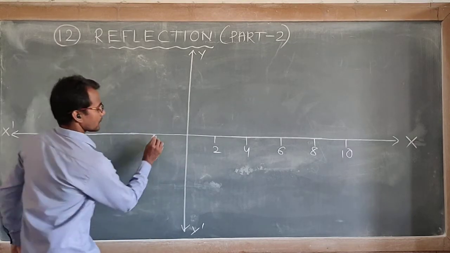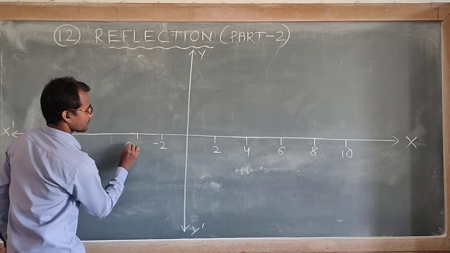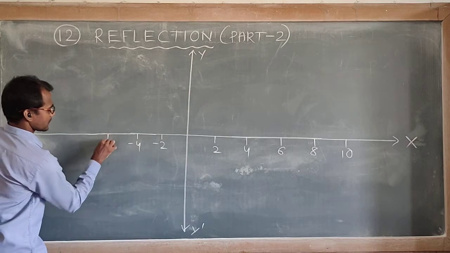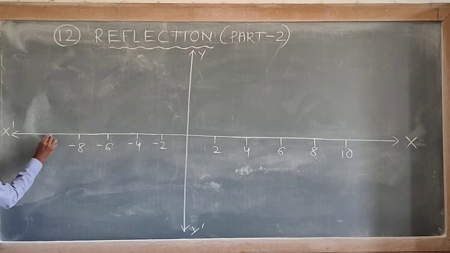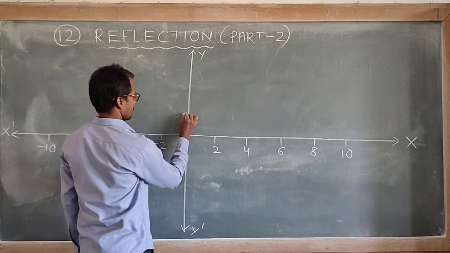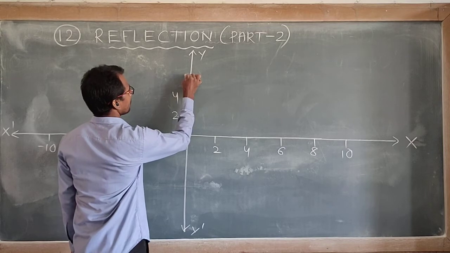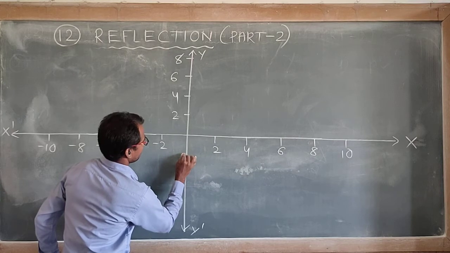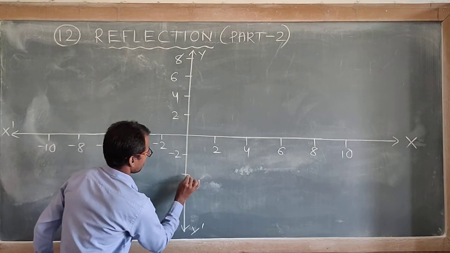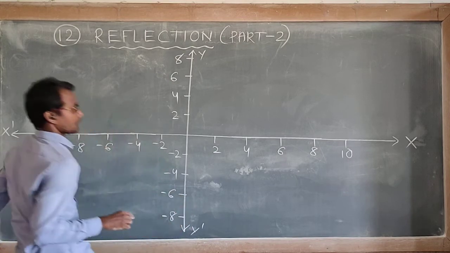Okay. So this is -2. This is -4. This is -6. -8. -10. Okay. 2, 4, 6, 8. -2. -4. -6. -7.